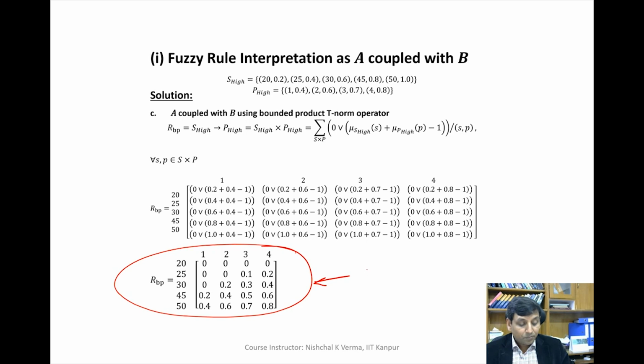So whatever we are getting after this is here. When we use the bounded product t-norm, the fuzzy relation matrix, if I write it as RBP, comes out when we use A and B discrete fuzzy sets and the bounded product t-norm operator.